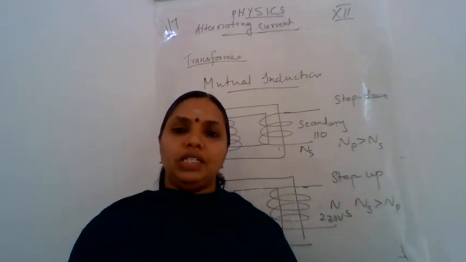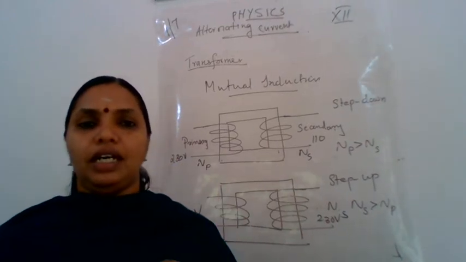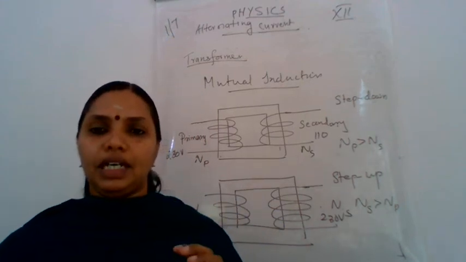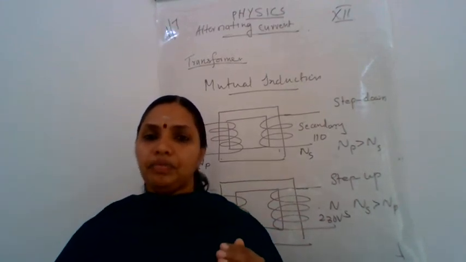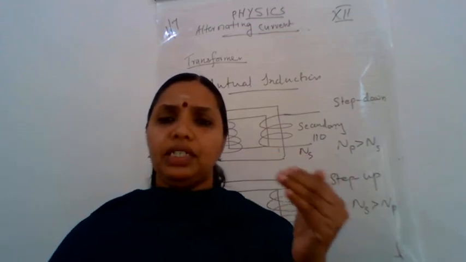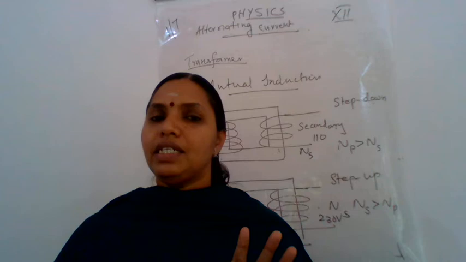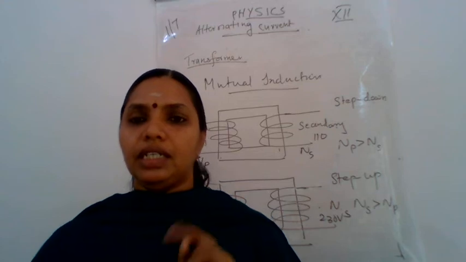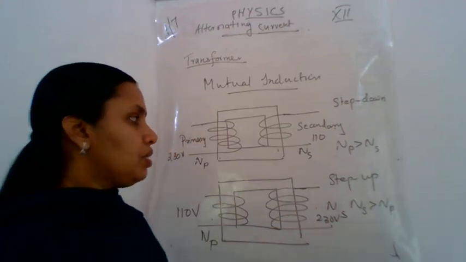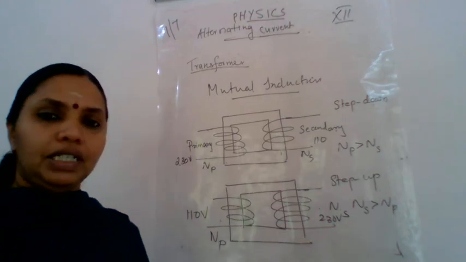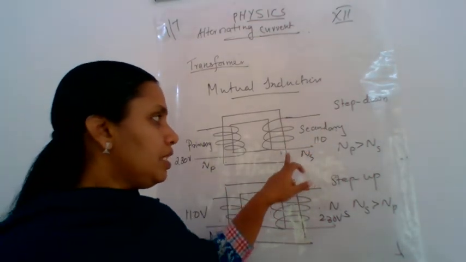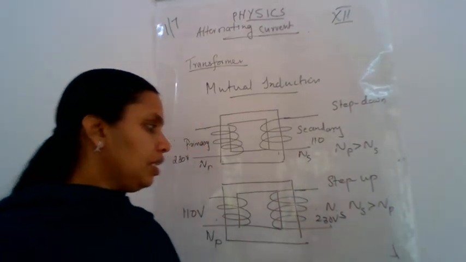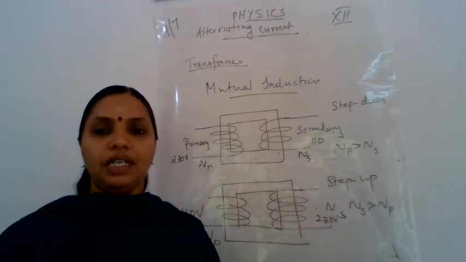So by construction there are two types, and according to the use again there are two types: step down and step up transformer. So what is a transformer? It is a device which can convert low voltage at high current to high voltage at low current and vice versa. Its working principle is mutual induction. There are two types of transformers, step down and step up. In a step down, the number of turns in the secondary is less than in the primary, and in a step up, the number of turns in the secondary is more than in the primary.